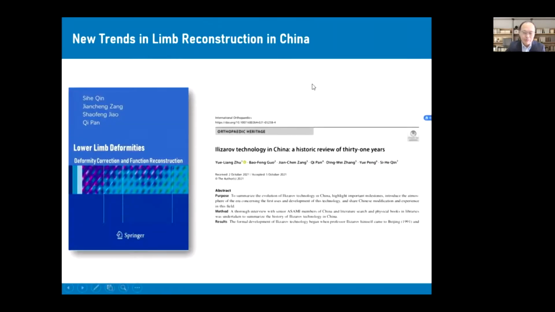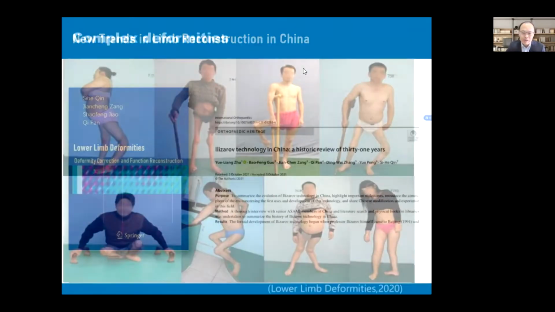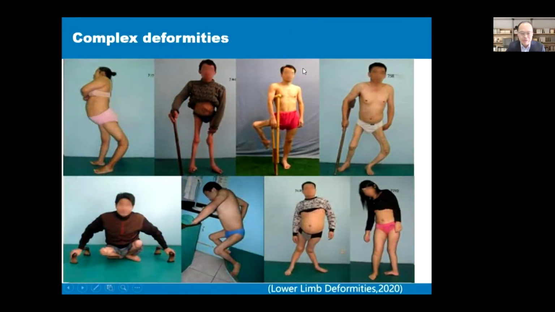For the trends in limb reconstruction in China, we just published a new paper in International Orthopaedics. The name is Ilizarov Technology in China. It is combined with the book Lower Limb Deformities, published with Springer, which tells of a lot of trends for limb reconstruction.